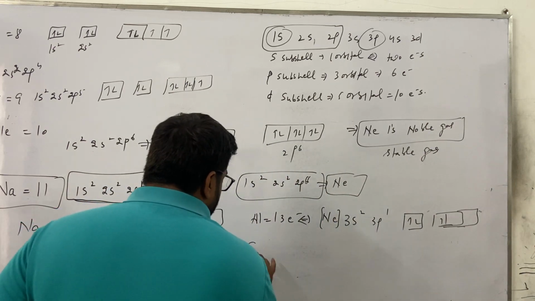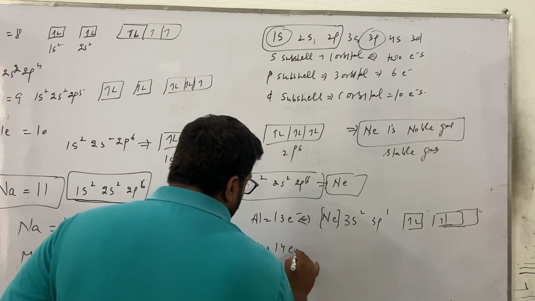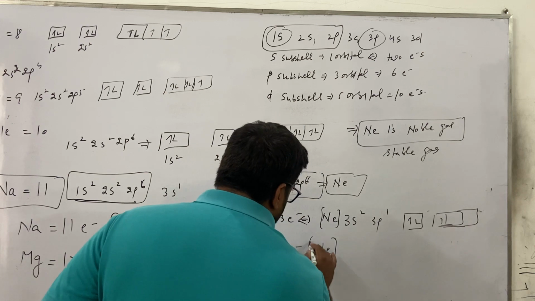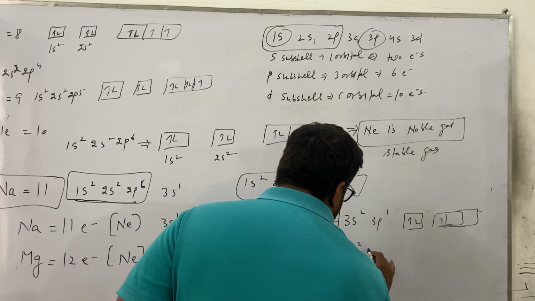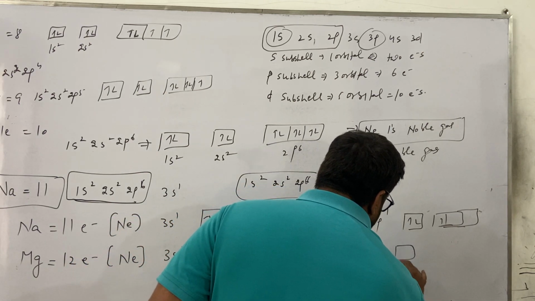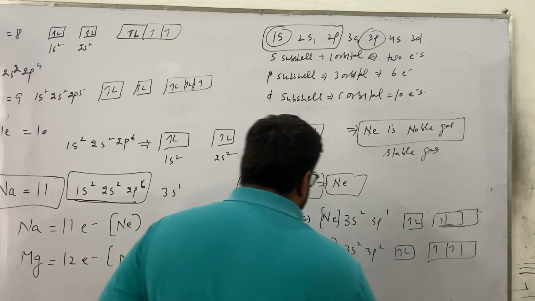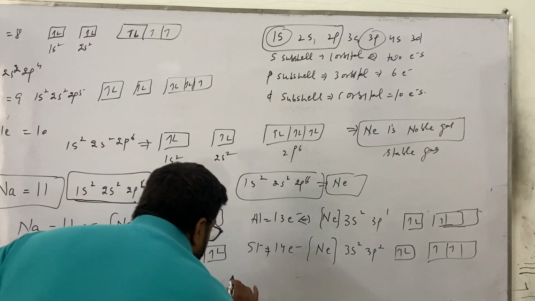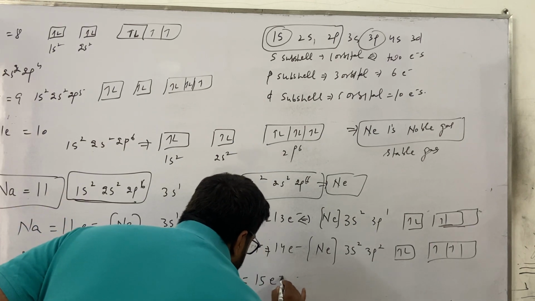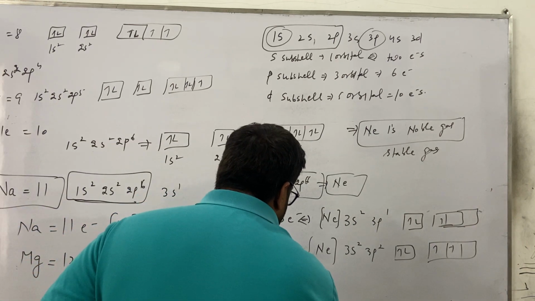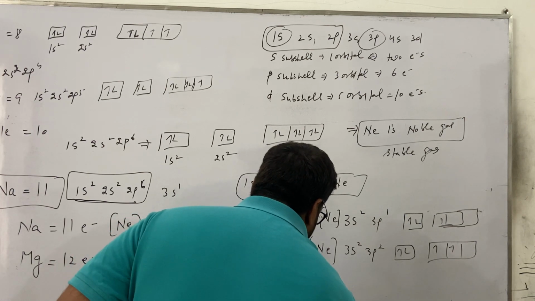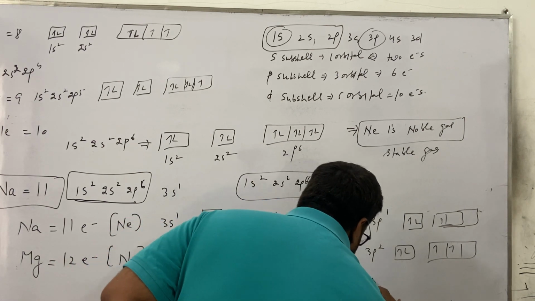Now silicon, 14 electrons, up to 10 neon, 3s2 and 3p2. Again we have to fill the orbitals singly first, we cannot pair them. After that there will be phosphorus, 15 electrons, so I can write it as neon for up to 10, 3s2, 3p3.